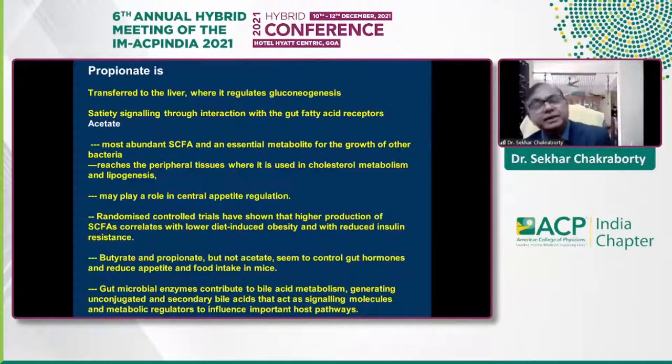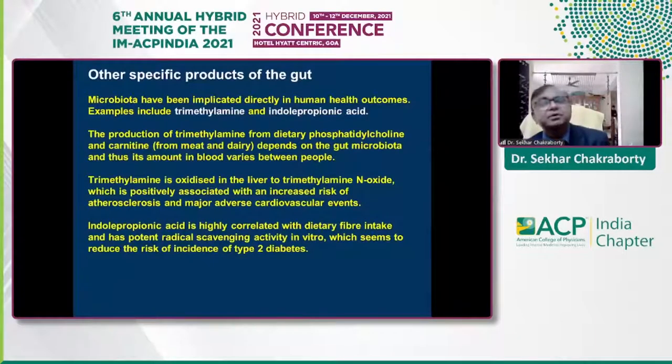Acetate is the most abundant short chain fatty acid, an essential metabolite for the growth of bacteria, which reaches the peripheral tissues and influences cholesterol metabolism. It also plays a role in central appetite regulation. Randomized trials showed that higher production of short chain fatty acids is associated with lower diet-induced obesity and insulin resistance. Butyrate and propionate, not acetate, seem to control the gut hormones and reduce appetite and food intake. Other products produced in the gut include trimethylamine and indole propionic acid.